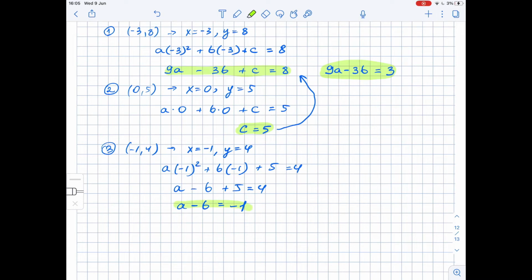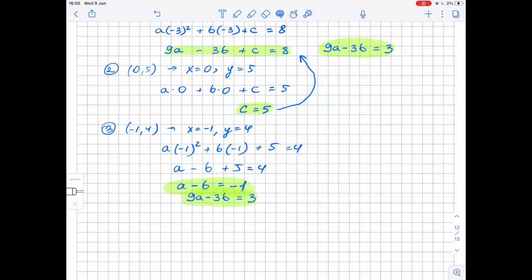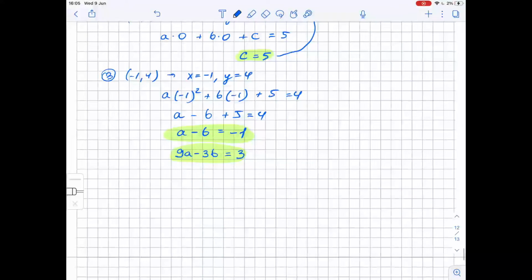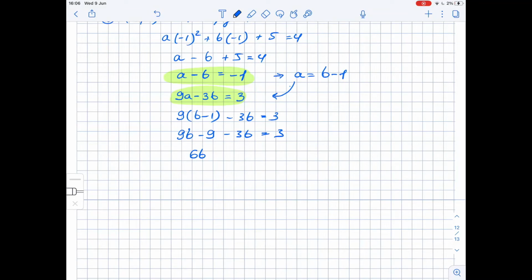Well, now we have 2 equations. A minus b is equal to -1 and 9a minus 3b equals 3. So we just need to solve the system of equations. From the first equation we get that a is equal to b minus 1, and now we can substitute a in the other equation with b minus 1, and we get that 9 times b minus 1 minus 3b is equal to 3. 9b minus 9 minus 3b equals 3. That means that 6b equals 9 plus 3, which is 12. So b is equal to 12 over 6, and this is 2.